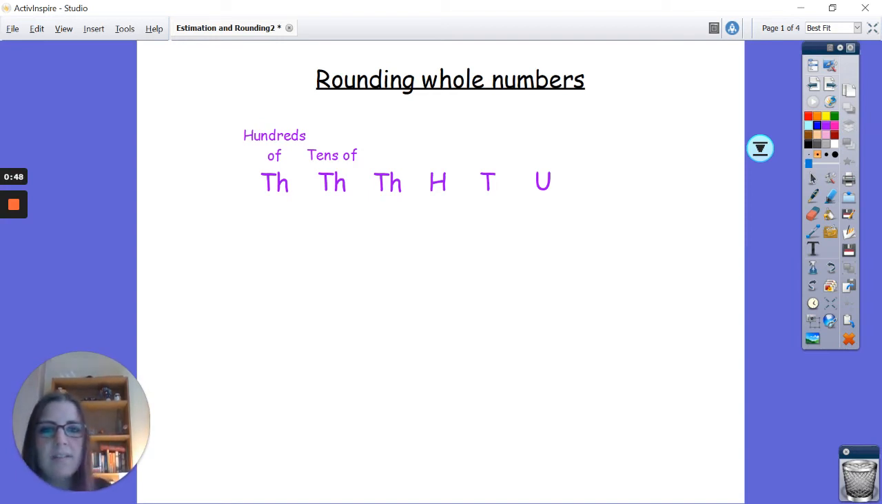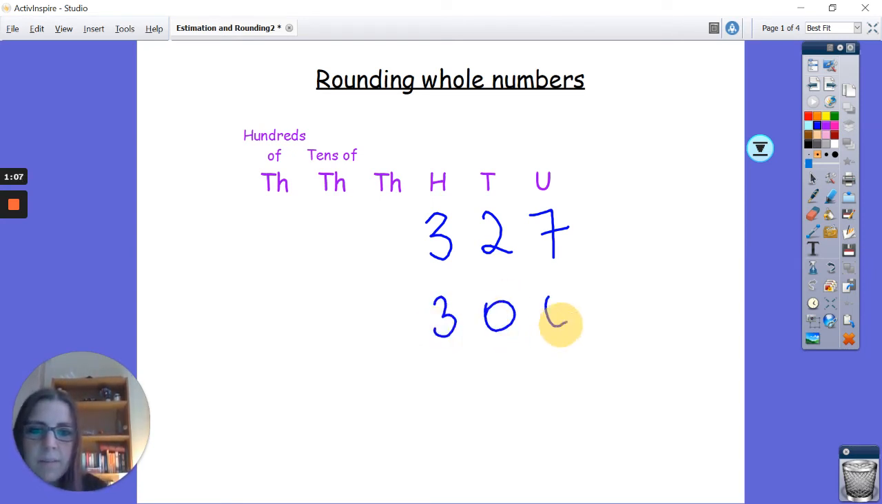So we've got our units, tens, hundreds, thousands, tens of thousands, hundreds of thousands, and we could go on. So just to clarify something quickly, if we have a number like 327, we've got 3 in the hundreds column, 2 in the tens and 7 in the units. So there are 3 hundreds, there's a 20 and there's a 7, together written as 327.